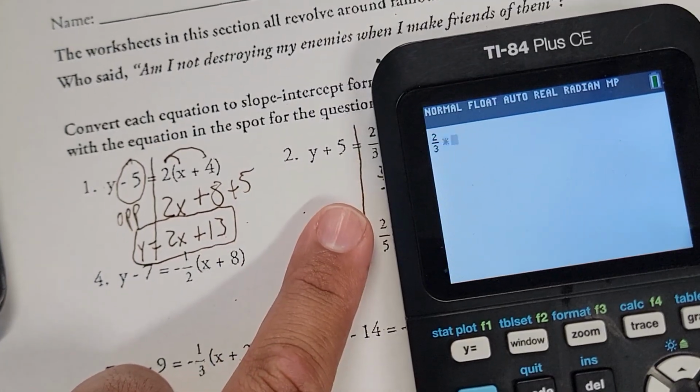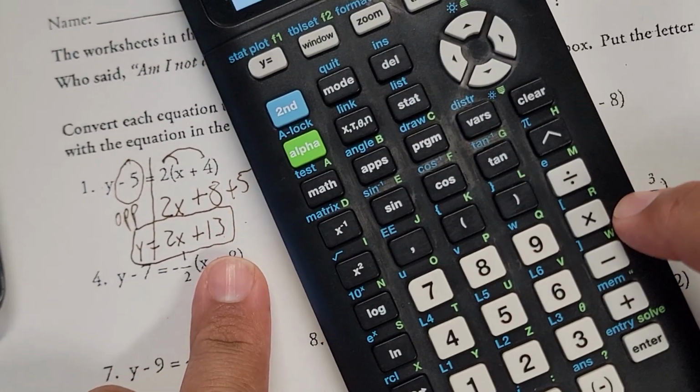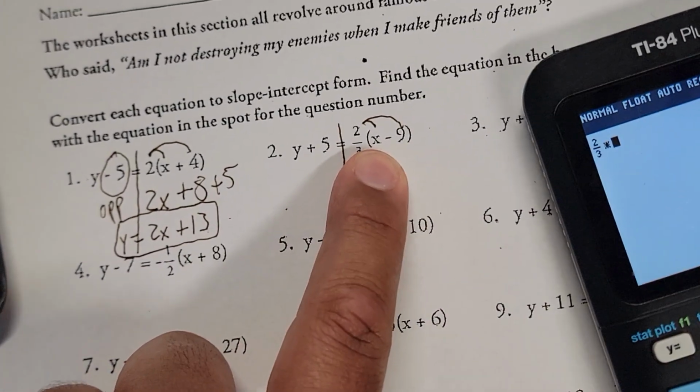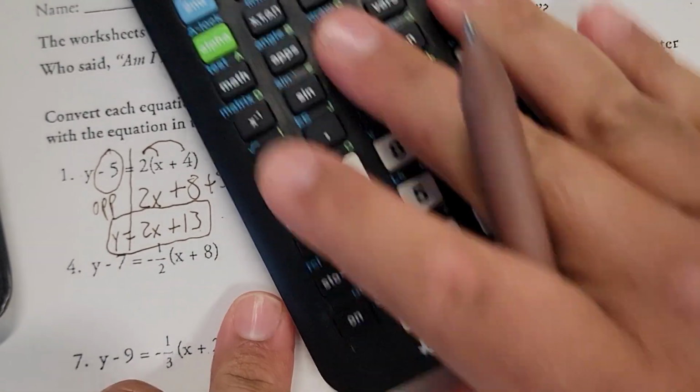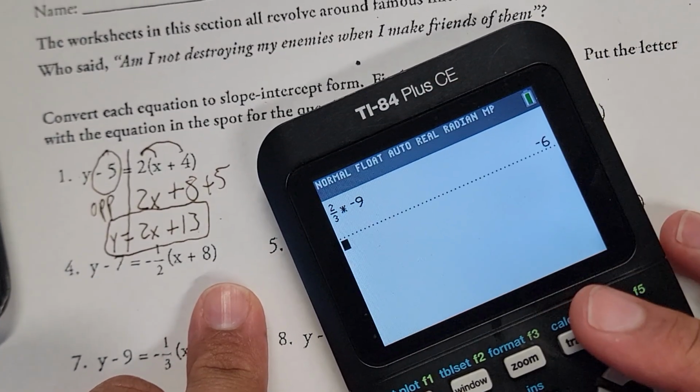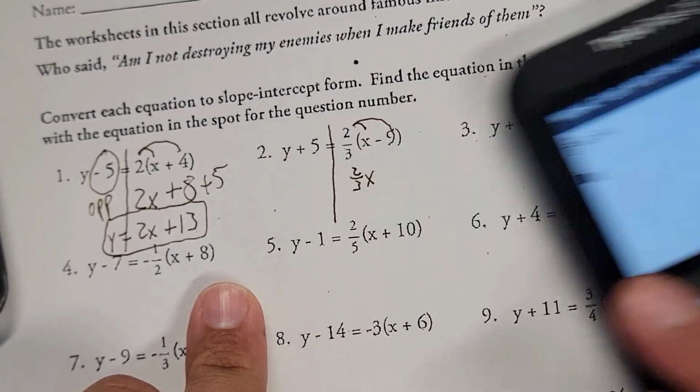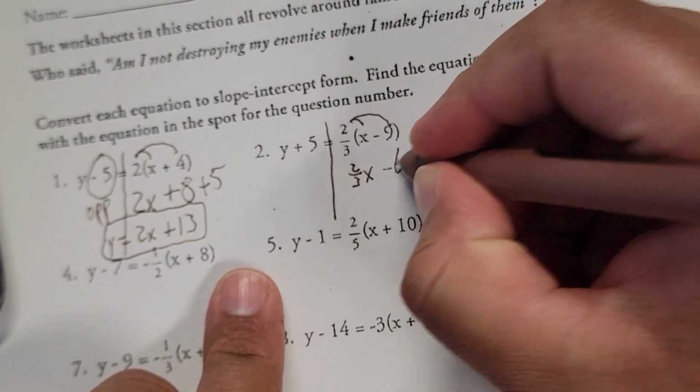Put times, we're going to multiply, and that's this right here, times. Now be careful, guys. This is a minus 9, so I need to put negative 9. This is the negative, and then this is the 9 right here. So this is what it should look like. All right, push enter. You get negative 6. So I'm going to put minus 6.